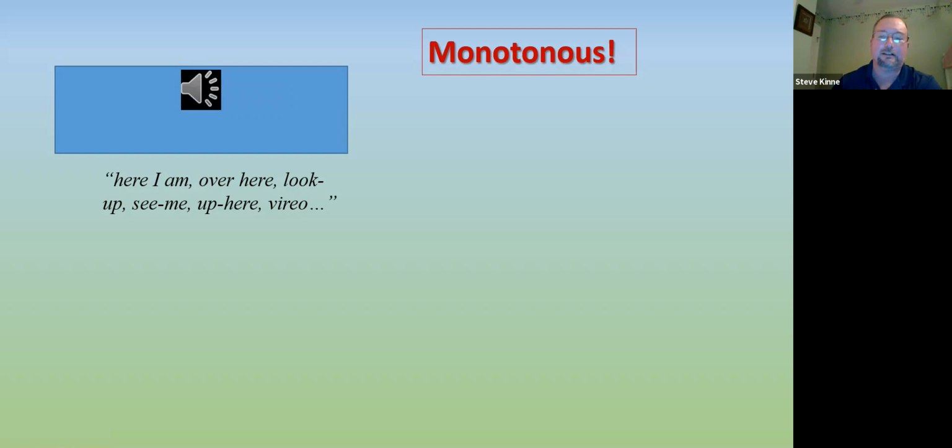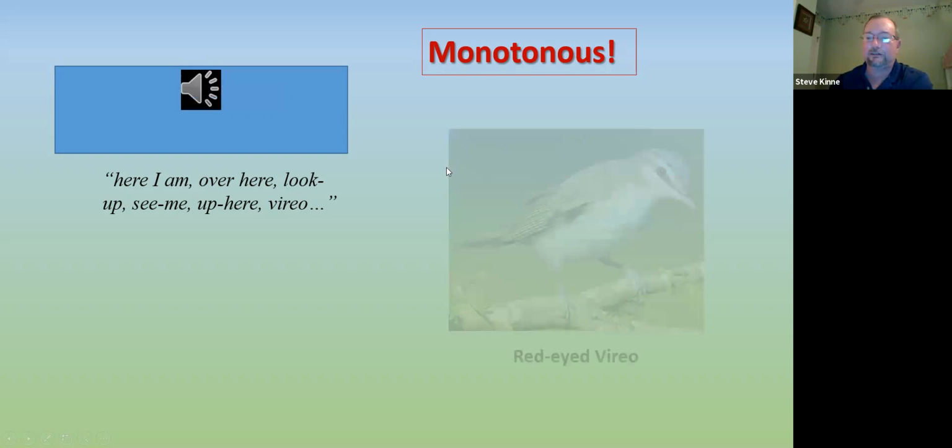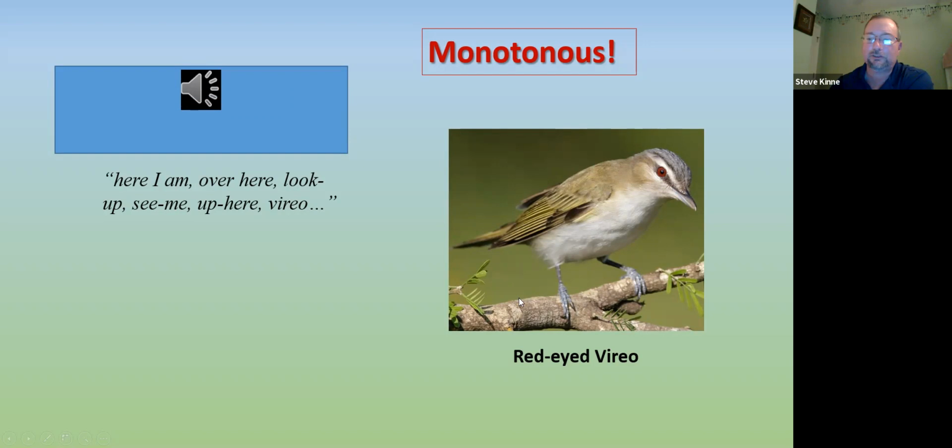We actually have about four different varieties of vireos that are commonly found around here, but by far the most common is the red-eyed. And like I said, especially when you're out hiking in the woods, you'll hear this a lot. You don't see them very often because they tend to be up in the canopy and they're somewhat reclusive, but you'll hear them all the time.